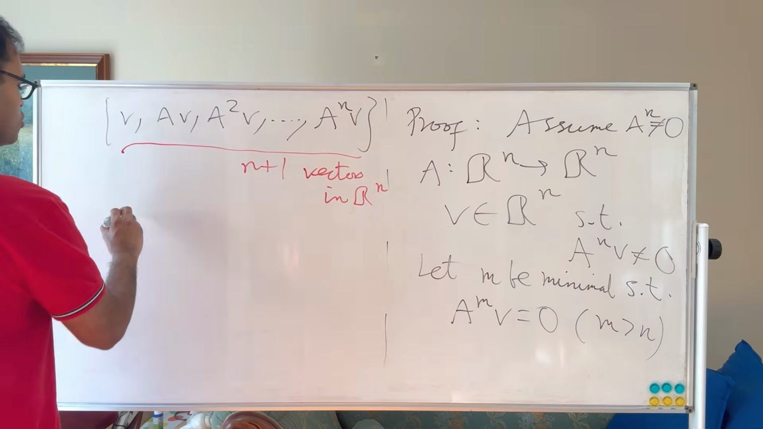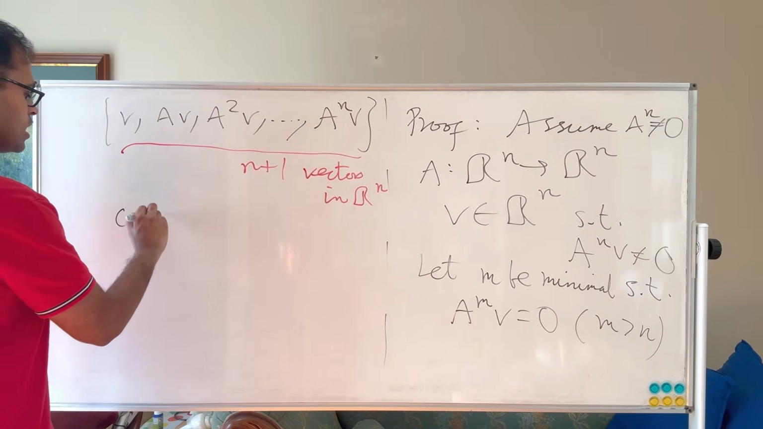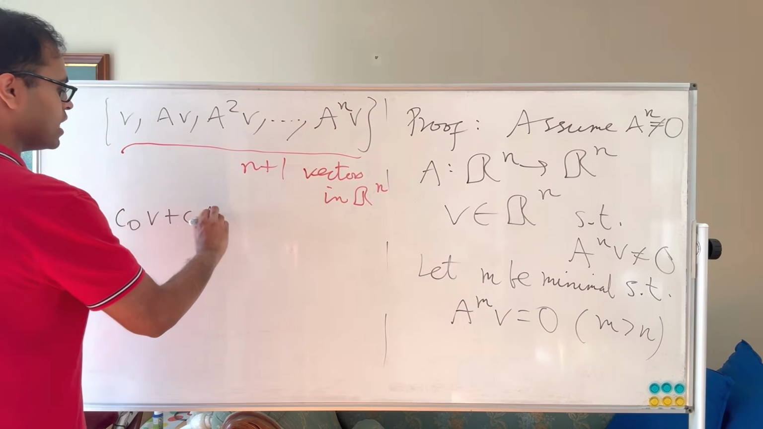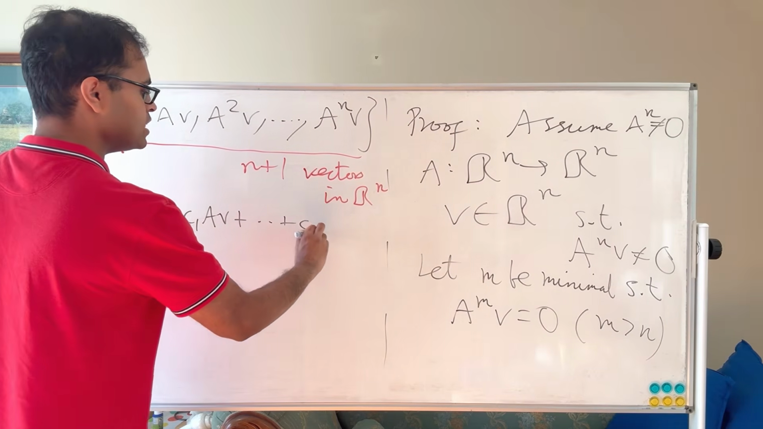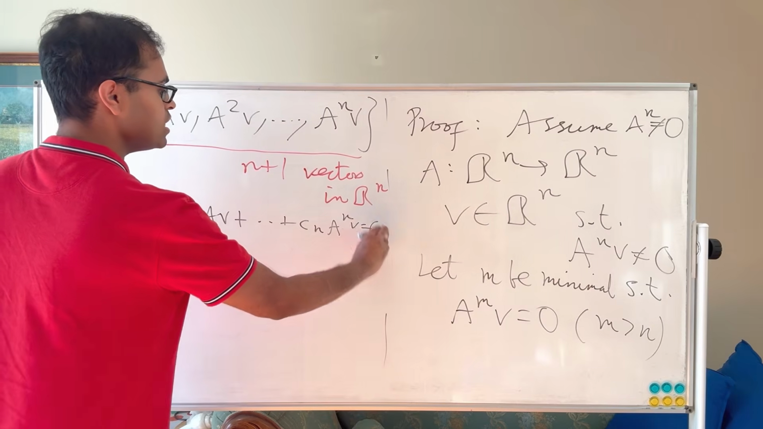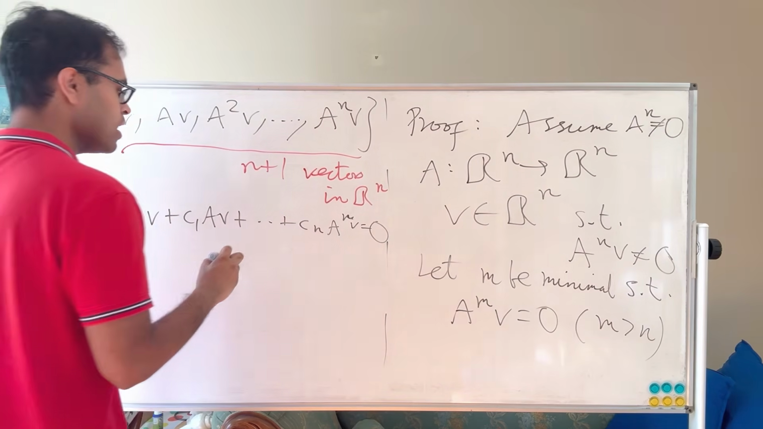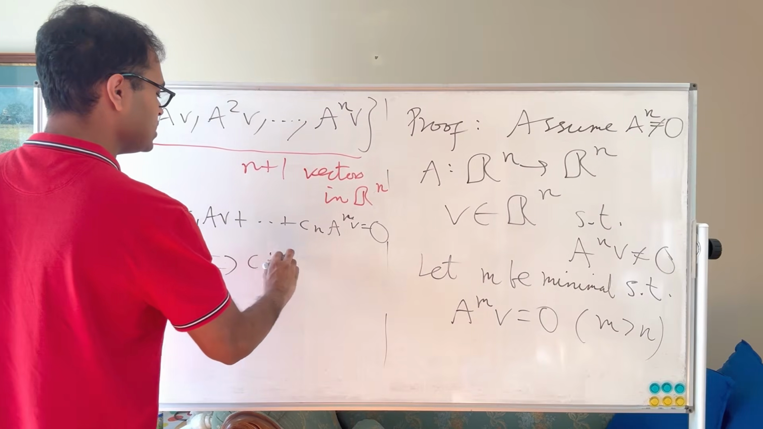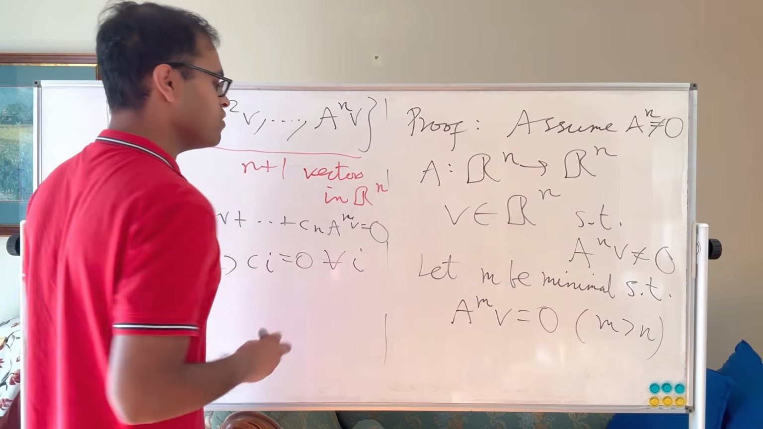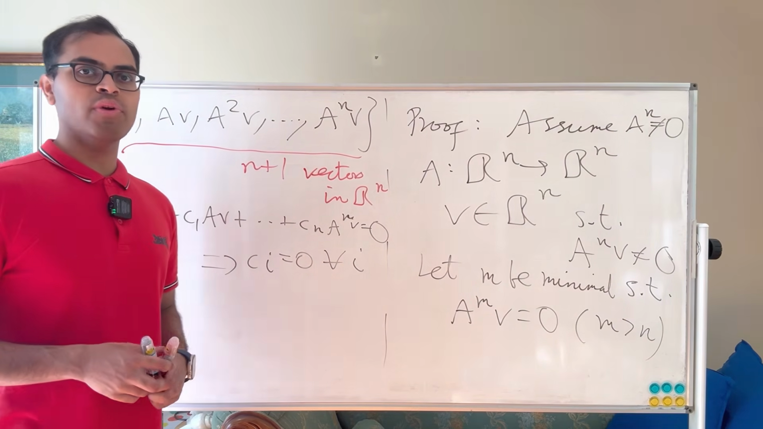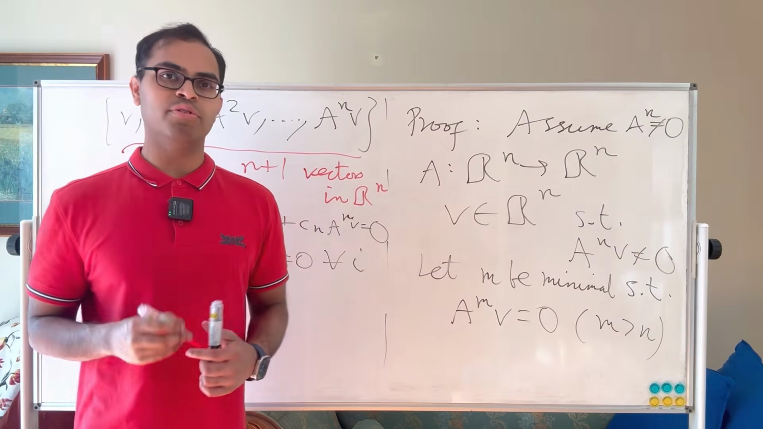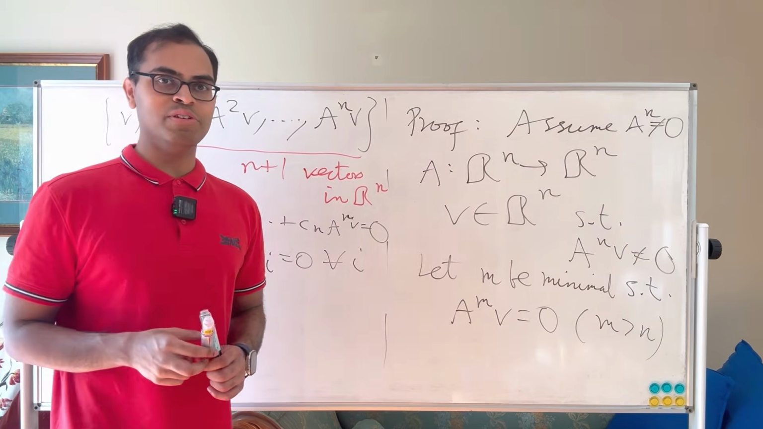So basically we're going to show that if a linear combination C0v plus C1Av plus dot dot dot plus Cn A to the nv is equal to the 0 vector, so there's some combination of these vectors equal to 0, then that implies that Ci is 0 for all i. So all the coefficients are 0. How are we going to prove this? We're going to do an inductive proof, and it's so fun. It's going to be so cool.